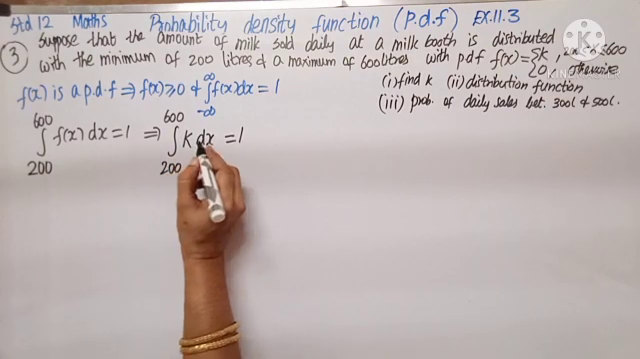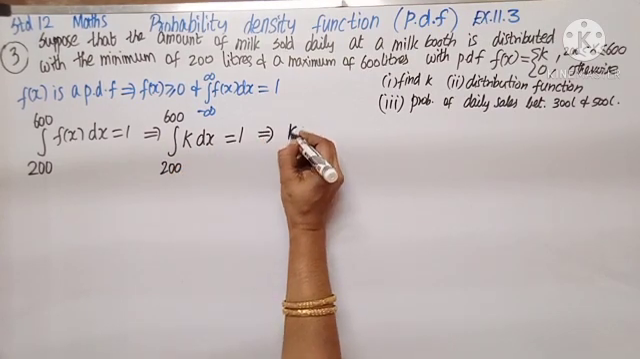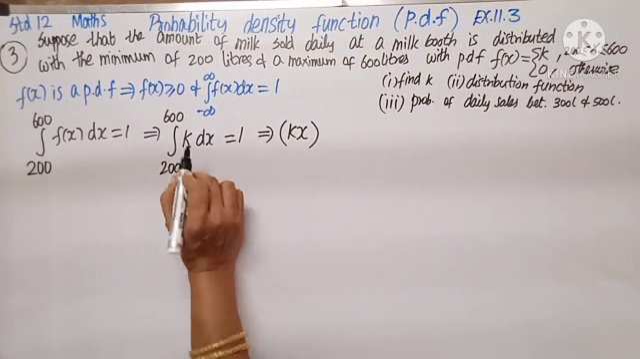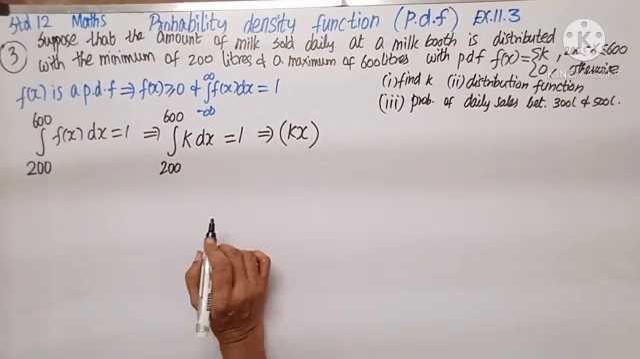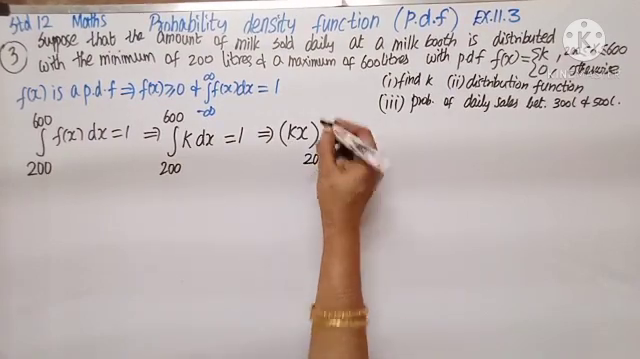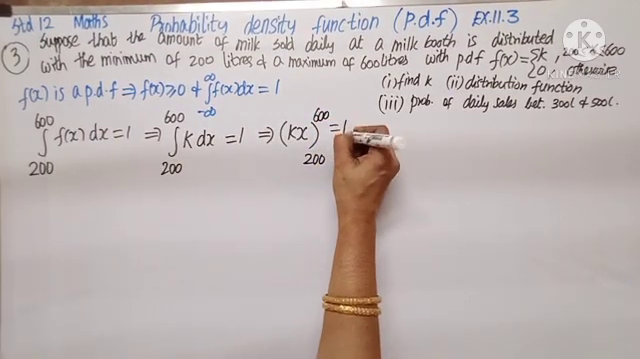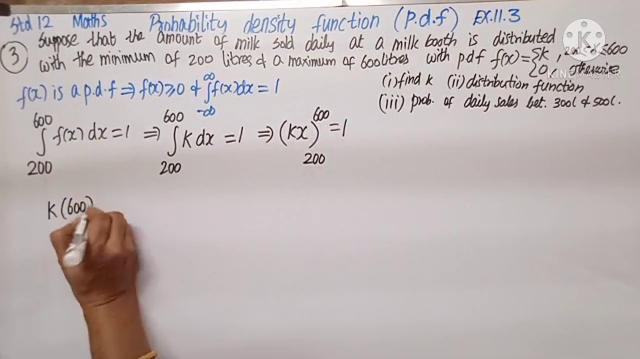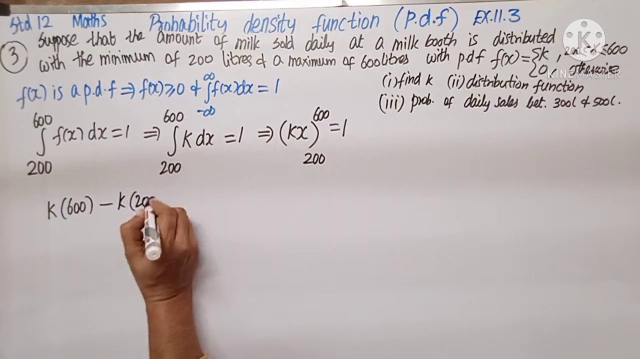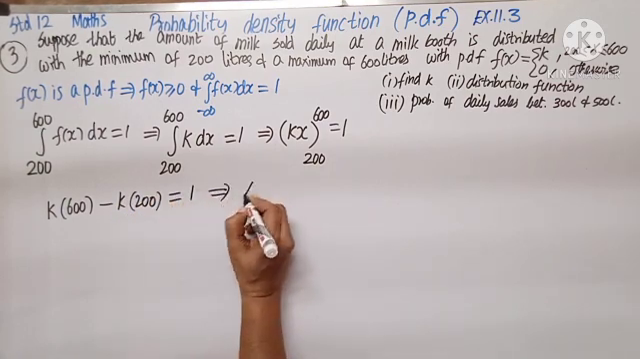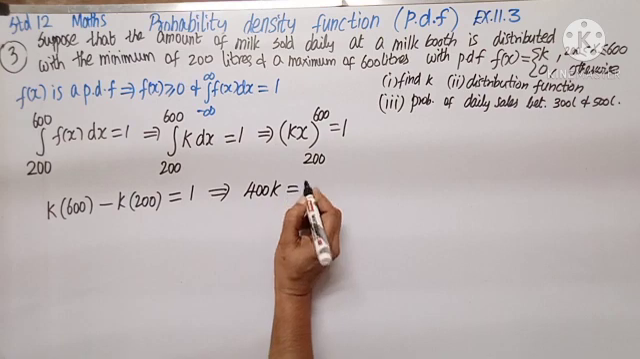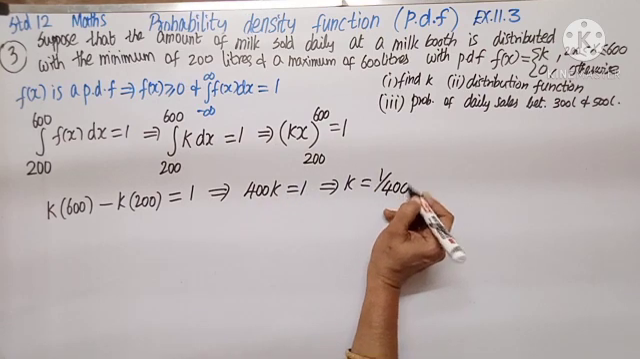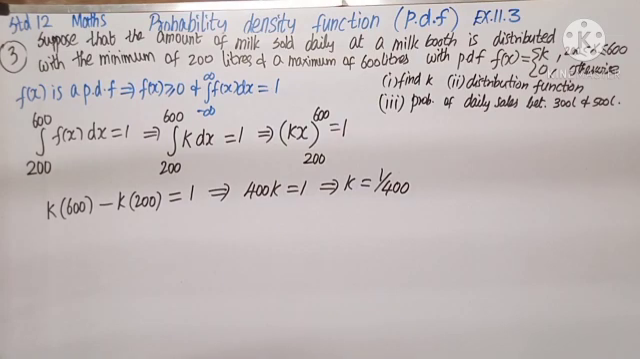Constant, when I integrate, it becomes k into x. Whenever dx is coming, k will become kx, between the limits 200 to 600, that is 1. Put upper limit: k into 600 minus k into 200 is 1, or 400k is 1. That implies k value is 1 by 400.